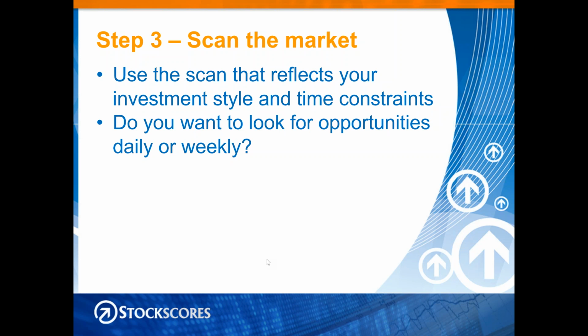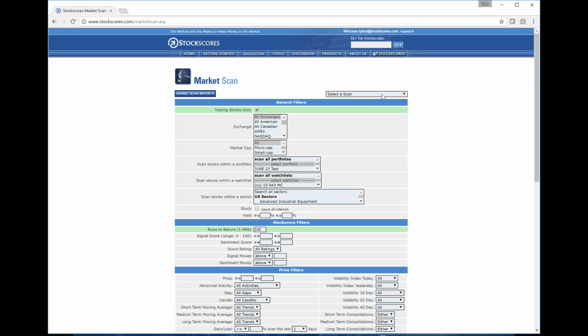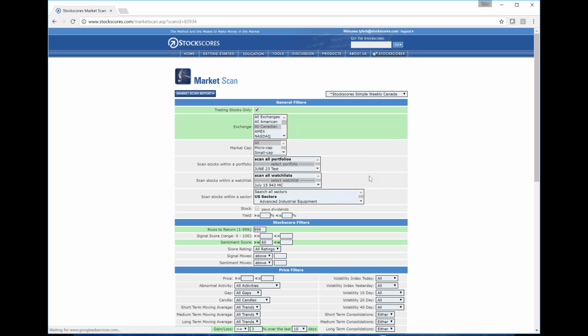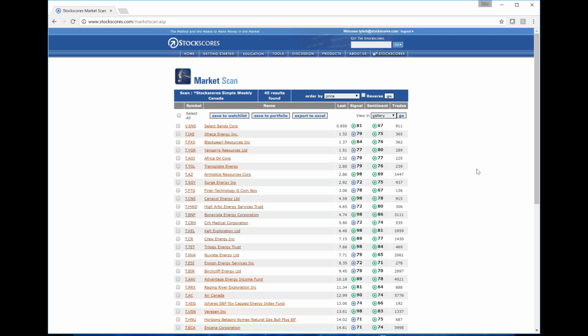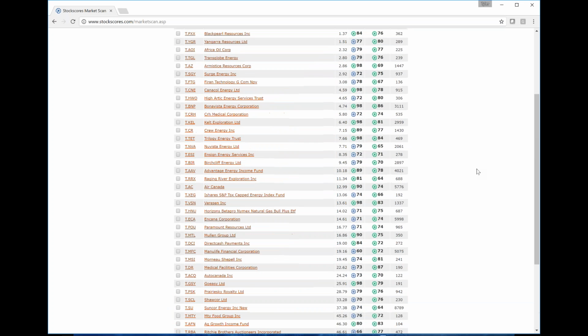All right, since I set up my charts for weekly, we'll run the process for the Stock Scores Simple Weekly strategy. We'll apply that to the Canadian market. What we want to now do is go back to the Stock Scores website, go into the Market Scan tool. So I select Market Scan from the Tools menu, and I'm going to select the Stock Scores Simple Weekly for Canada. And I'm going to run the report. It found for me 45 stocks that meet the criteria of that strategy.